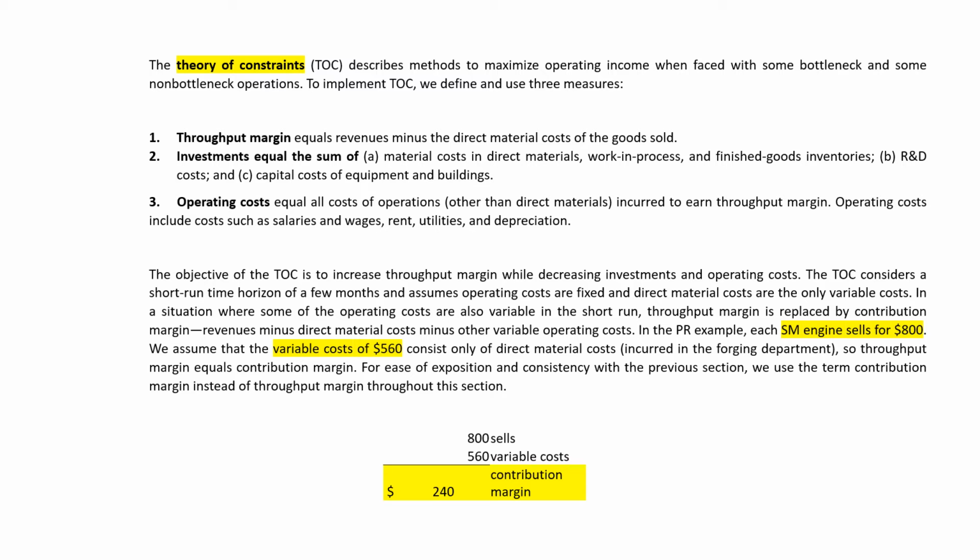In a situation where some of the operating costs are also variable in the short run, throughput margin is replaced by contribution margin. So that is revenue minus direct material costs minus other variable operating costs. In the PR example, each SM engine sells for 800. We assume that the variable cost is 560, and it consists of direct material costs that we incur in the forging department. So throughput margin equals contribution margin.